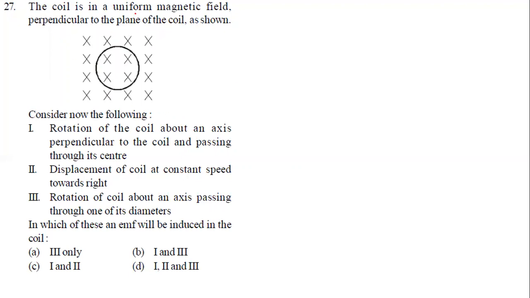A coil in a uniform magnetic field. A coil is in what? Uniform magnetic field. That is shown in the diagram. Perpendicular to the plane of the coil is shown. So there is a coil, we kept it in a uniform magnetic field. That magnetic field is perpendicular to the plane of the coil. That is shown. Now look at it. Rotation of the coil about an axis perpendicular to the coil and passing through the center. Now there is one like this.